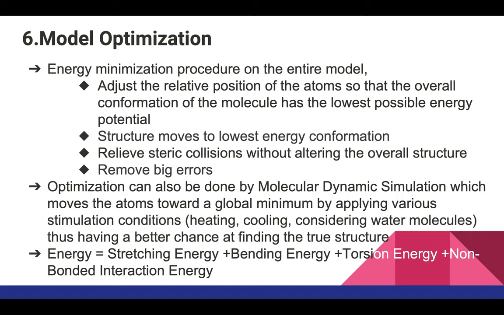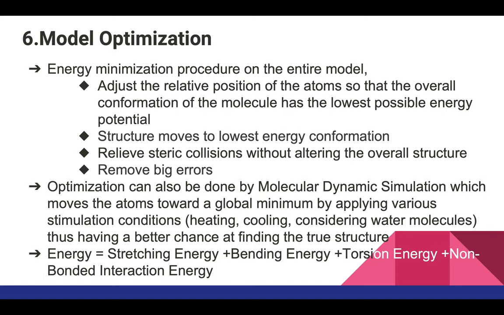How is this done? First, adjustment of the relative position of the atoms so that the overall conformation of the molecule has the lowest possible energy potential. This is so that when they interact, the interaction could be done efficiently, so they could perform anabolic or catabolic reactions efficiently. Second, the structure moves to the lowest energy conformation. You know that proteins conform or fold around, and conformation uses lots of energy, so they try to create a structure that has the lowest energy conformation.